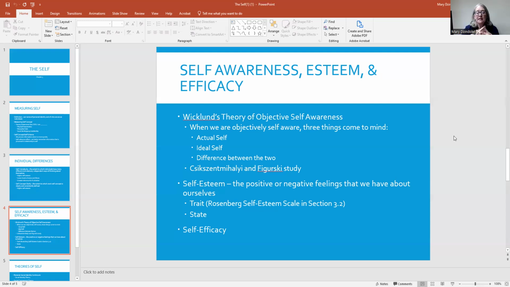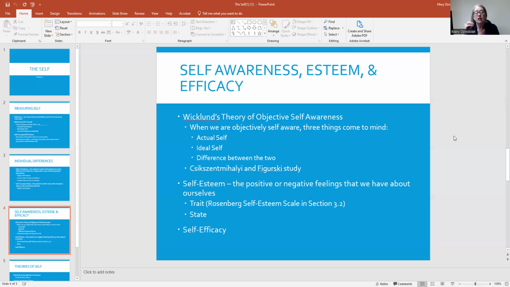So we've got our trait self-esteem and our state self-esteem. We also have a thing called self-efficacy. Self-efficacy is how good you think you are at a very specific thing. Self-esteem is overall, how happy or sad you are with who you are most of the time. But self-efficacy is very specific. So it's like, how positive or negative are you about your self-concept as a writer?